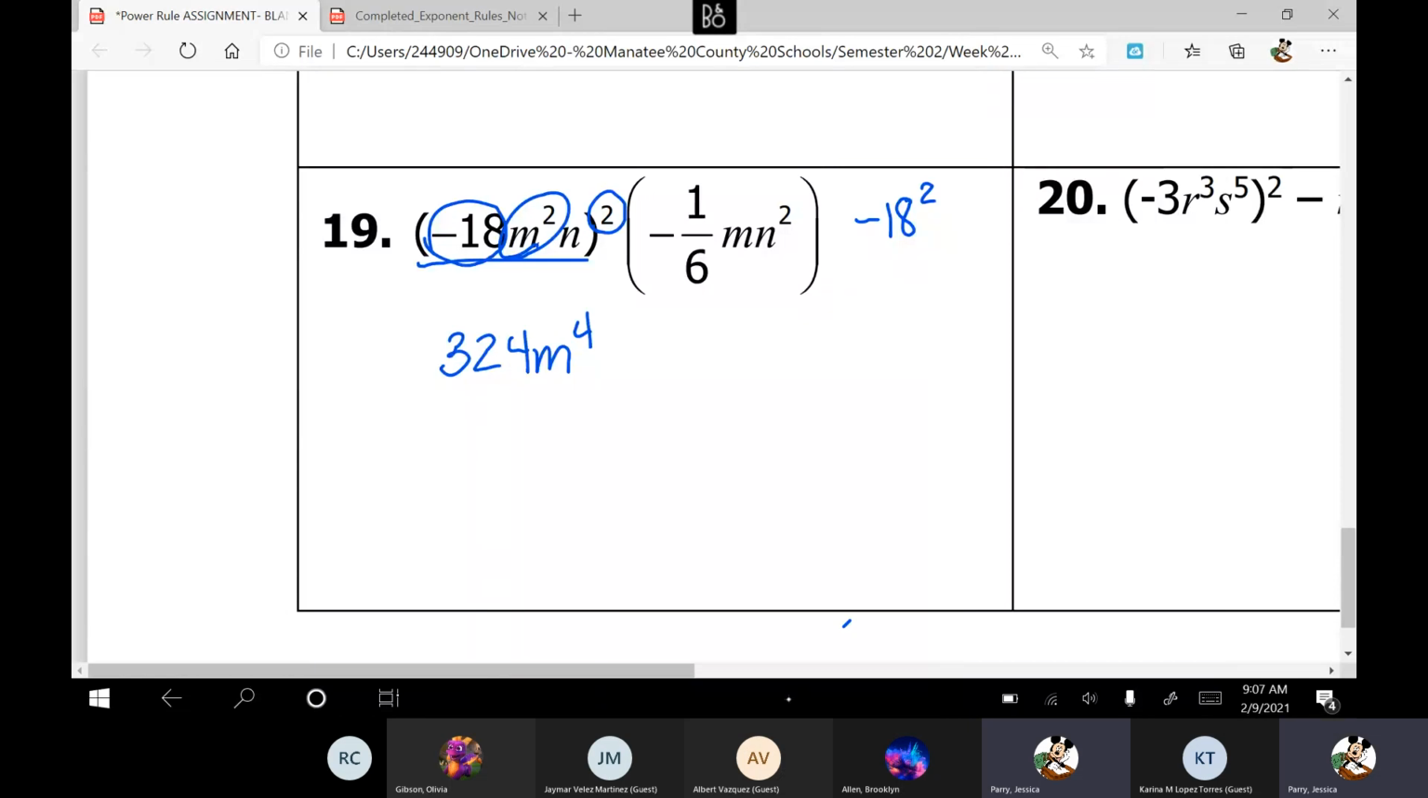And then going on to my next one, n. There's an invisible 1 exponent times the exponent of 2. 1 times 2 is 2. So this whole thing is simplified now. I'm going to pretty much copy down all of this one here, the negative 1 over 6 mn squared.